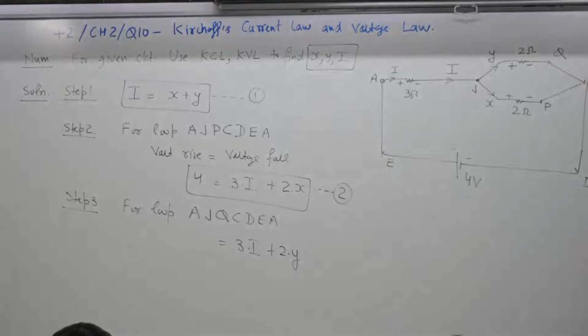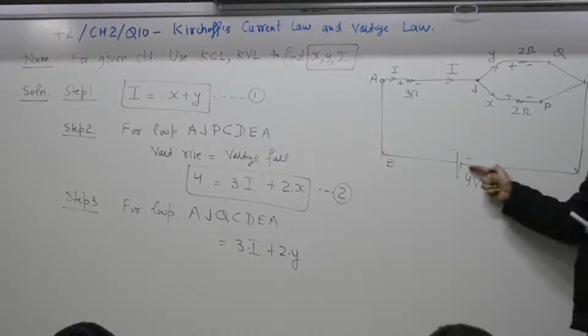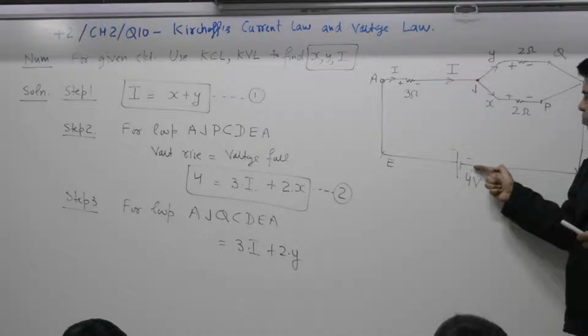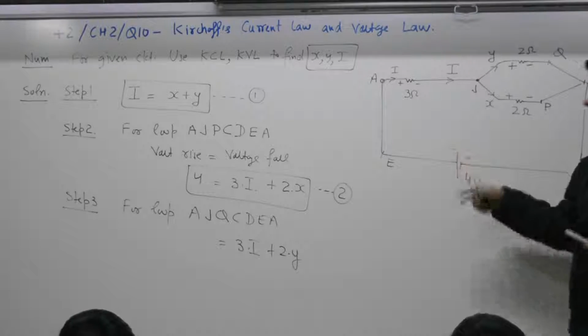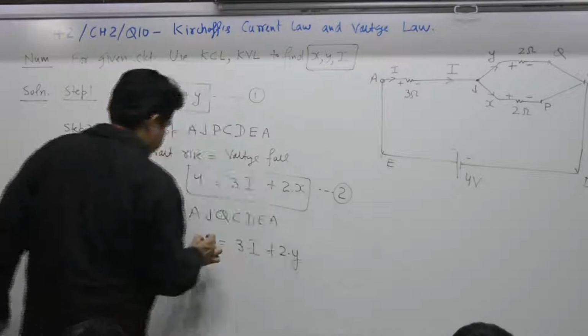Then you move in this direction. Again, 4 volt is what? You are moving negative to positive. Rise. 4.